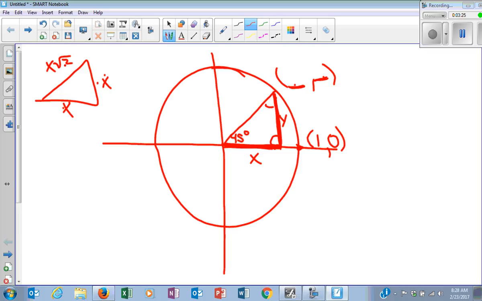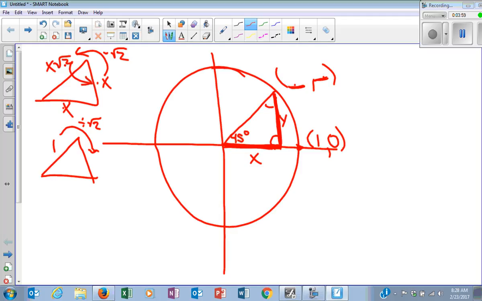This is x, this is x, this is x square root of 2. Well, how do I go from here to here? What do I do? How do I get from x to x square root of 2? What did I do? I multiplied by square root of 2. Well, the problem with our triangle is they don't give me the length of one of the legs. They give me the hypotenuse. So how do I go backwards to one of the legs? I have to take this to go backwards and divide by the square root of 2.